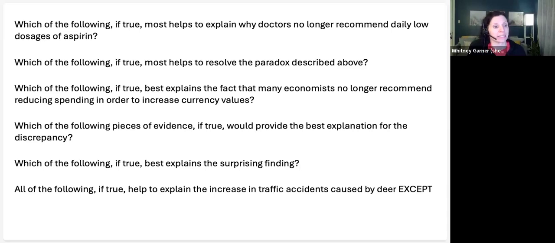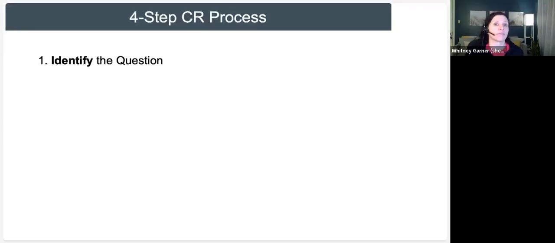We're going to go through an exceedingly simple example that is far more simplistic than anything the real test would give you. But what we want is to get the process, as well as understanding what it means when the GMAT says paradox, and what are some of the common trap answers in this space. Okay. So step 1, as I mentioned, is to identify the question.